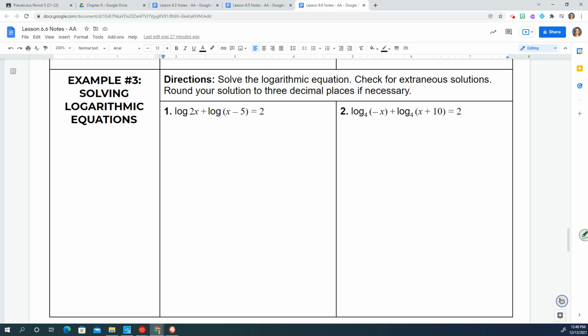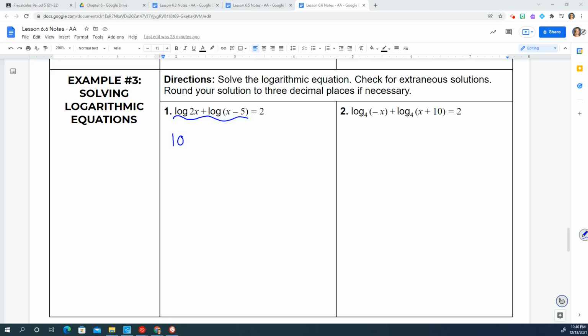First of all, let me ask you this. What's the base on this log? 10. When there's not one written, we assume it's 10. I can't do this, unfortunately. Because then you're exponentiating with a base of 10 twice on one side and only once on the other side. So you can't do that. Some students try to. What you can do is condense this into one log.